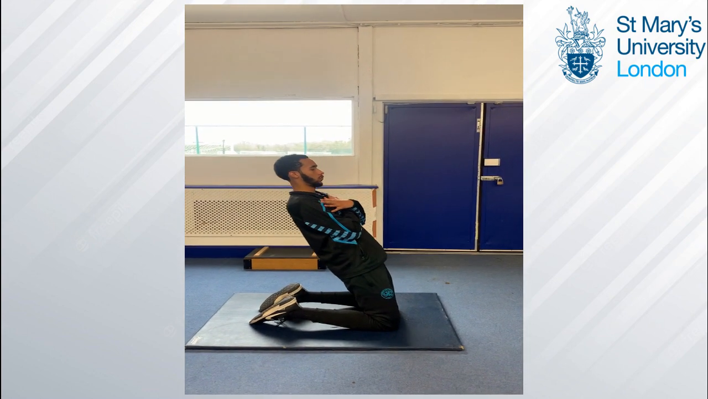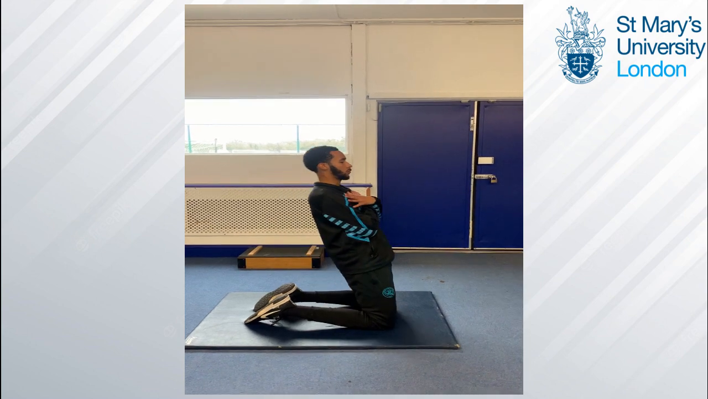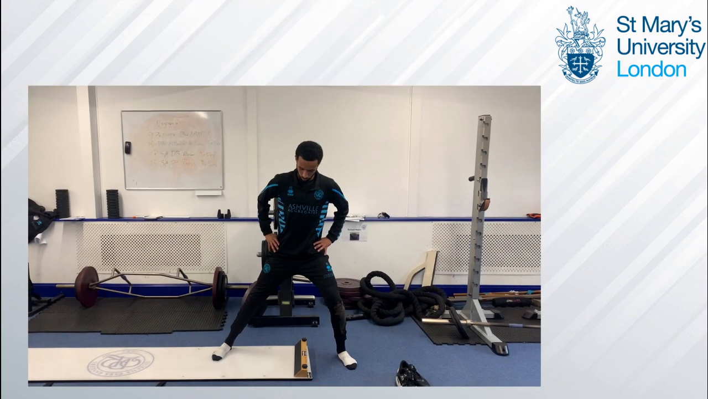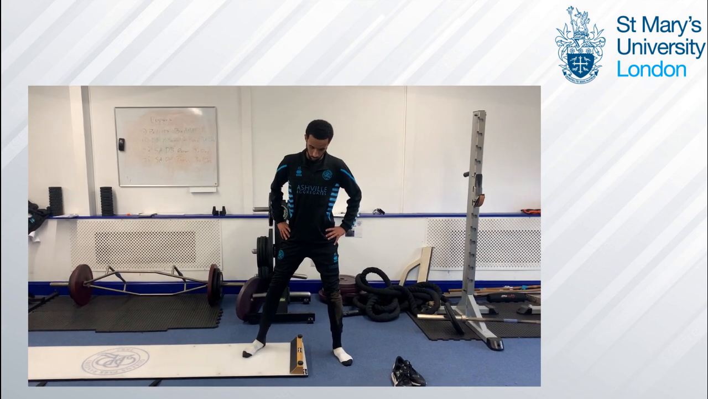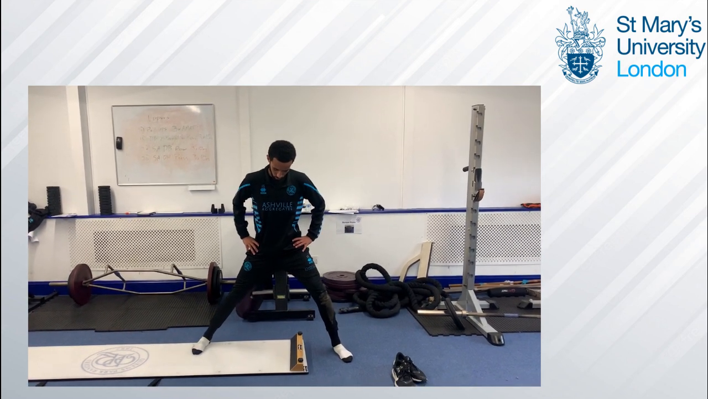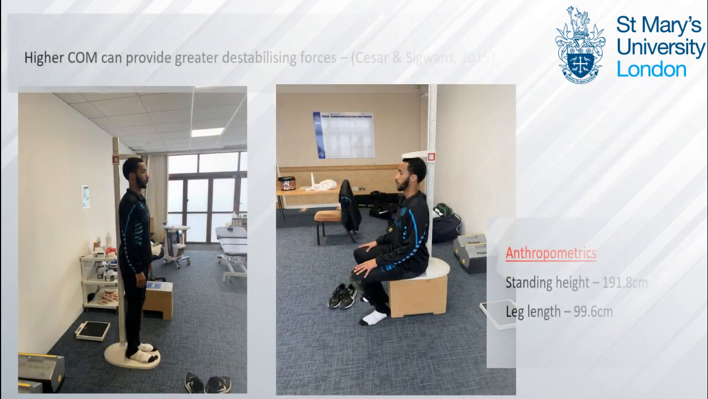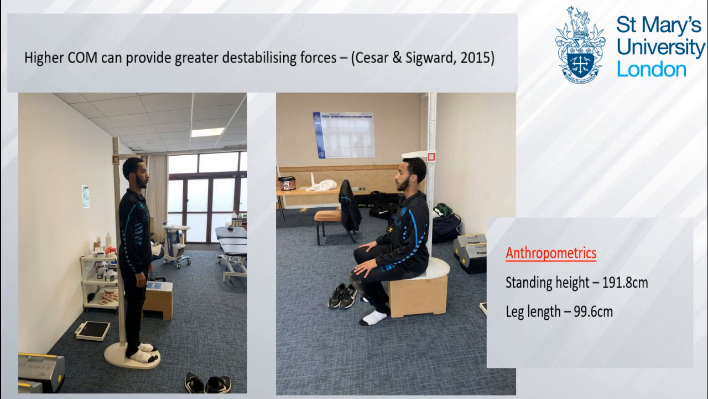This is also obvious during reverse Nordics, as the athlete can't cope with much backwards lean and cannot complete many reps. It is a similar story with the eccentric groin exercises, which would possibly impact change of direction. It is worth noting that the athlete is tall and has a long leg length, which Caesar and Sigwood argue can cause destabilising forces during deceleration due to the higher centre of mass.